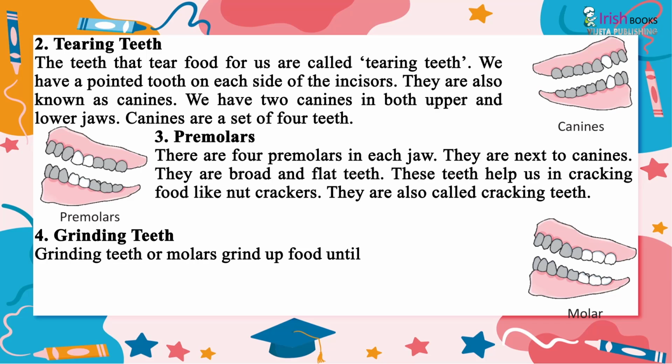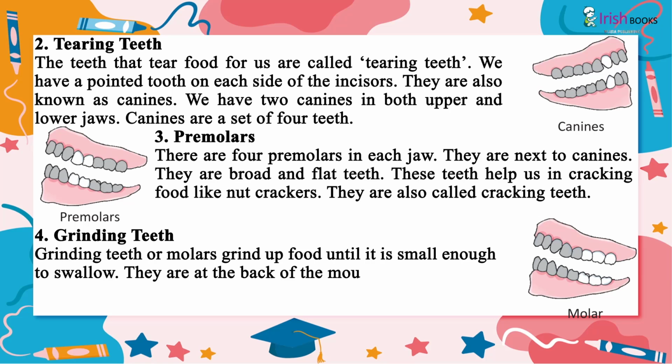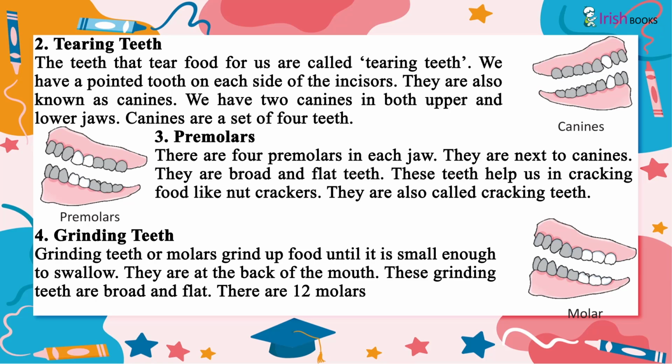4. Grinding teeth. Grinding teeth or molars grind up food until it is small enough to swallow. They are at the back of the mouth. These grinding teeth are broad and flat. There are 12 molars in our mouth.